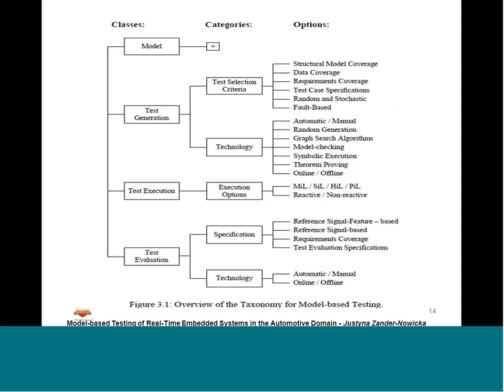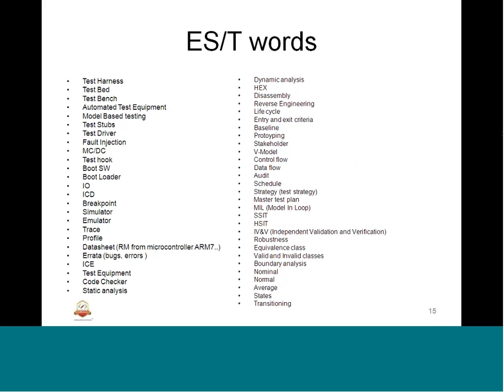Then we listed out the classes that are required for the test model, like the model itself, test generation, test execution, test evaluation, and the categories of those classes, like test selection criteria, technology, execution options, specification, and test technology for evaluation of the tests that are being carried out, and what options are there for doing all these activities listed under the categories, which we also had seen.